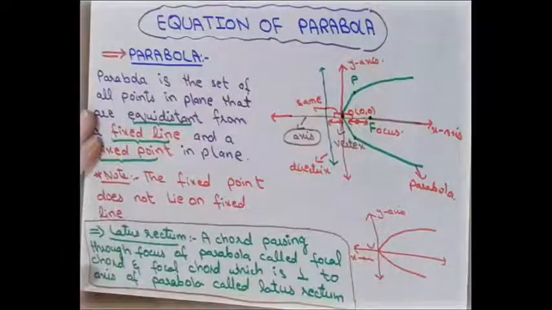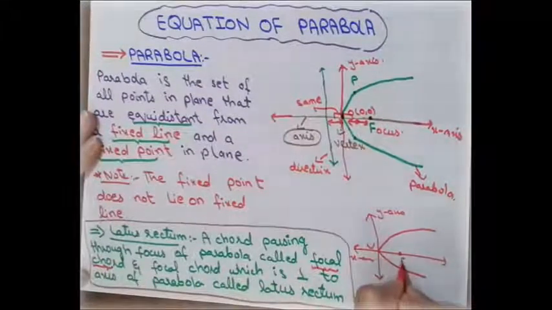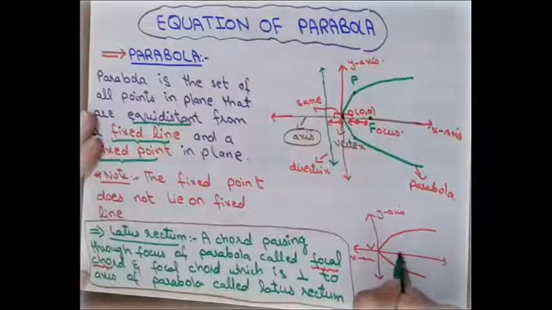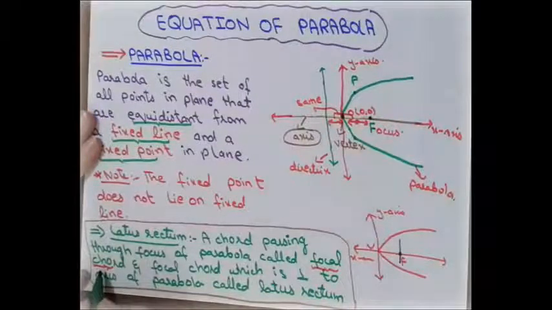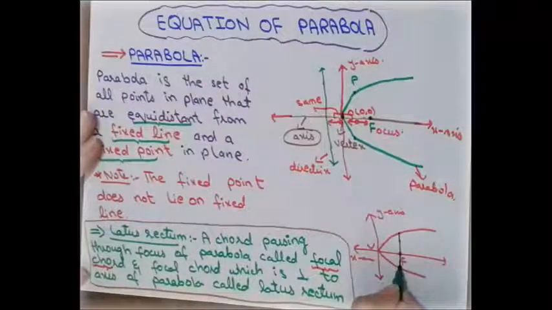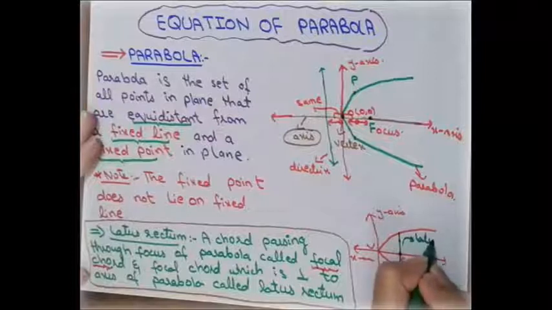So what is a latus rectum? First of all, check out what a focal chord is. A chord passing through the focus of a parabola is called a focal chord. That means if here is a focus, and a chord means a straight line, a straight line passing through this focus is called a focal chord. A focal chord which is perpendicular to the major axis of a parabola, with both ends on the curve, is called a latus rectum.